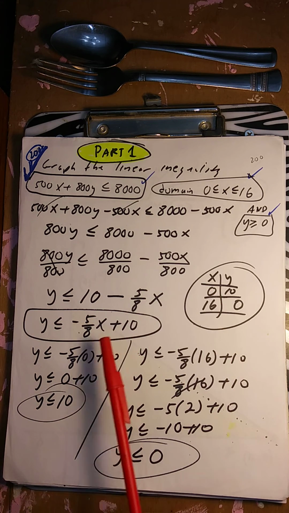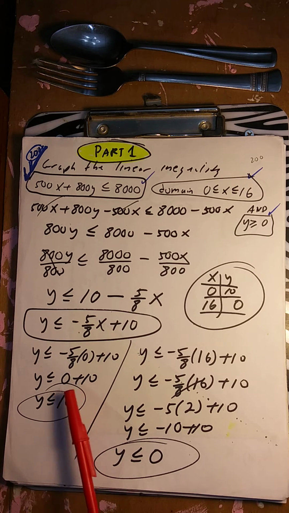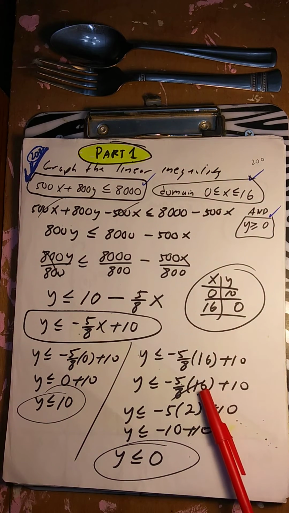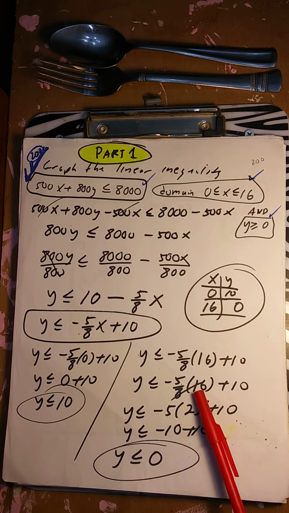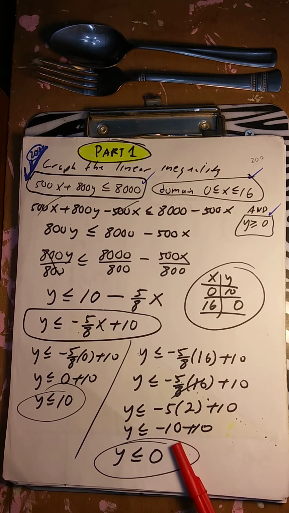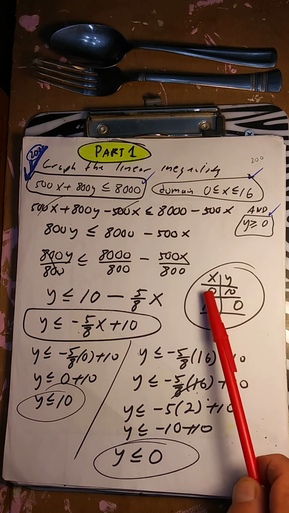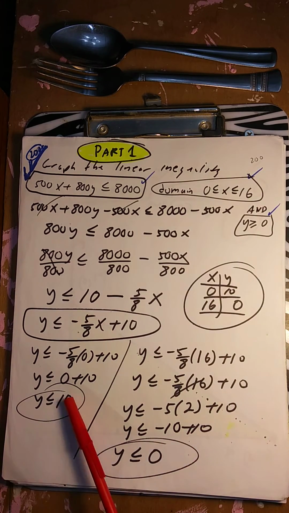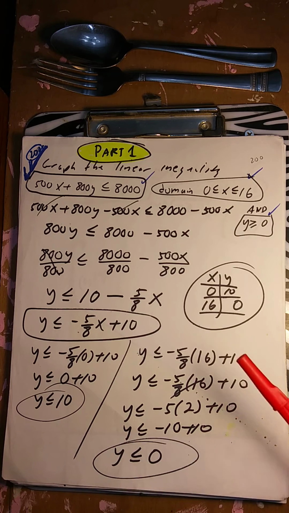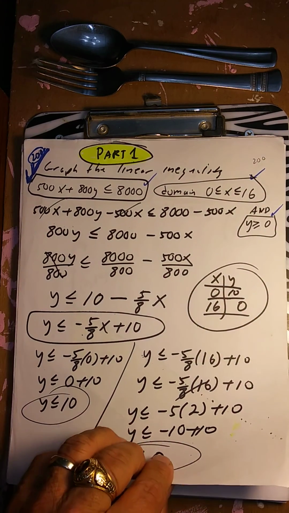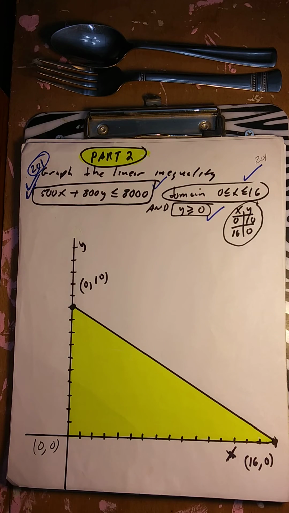Put a number in there. Put a 0 there. 0 times that is 0, plus 10, 10. Put in the number 16. 8 into 16 is 2. 2 times that is negative 10. So negative 10 plus 10 is 0. So we have 0 and 10, and 16 and 0. So now we have 2 points: 0, 10 and 16, 0. Put them in there. Here we go.